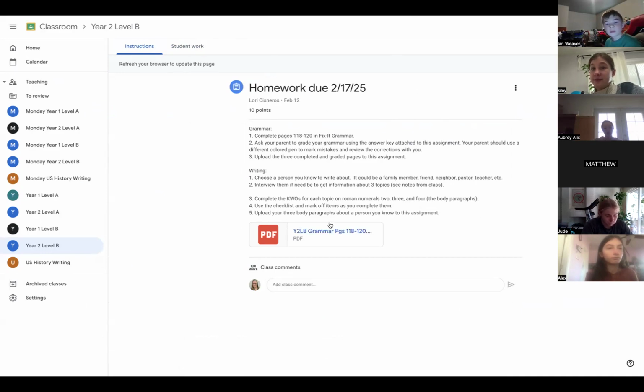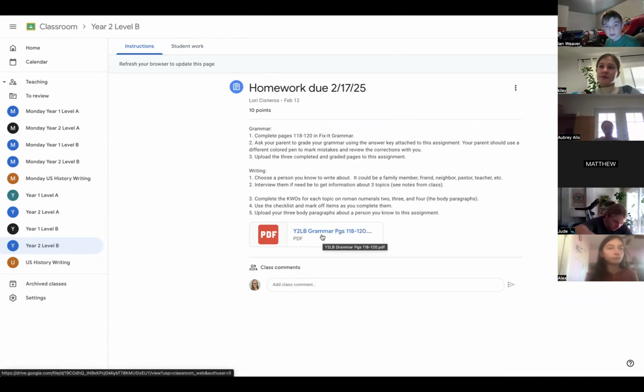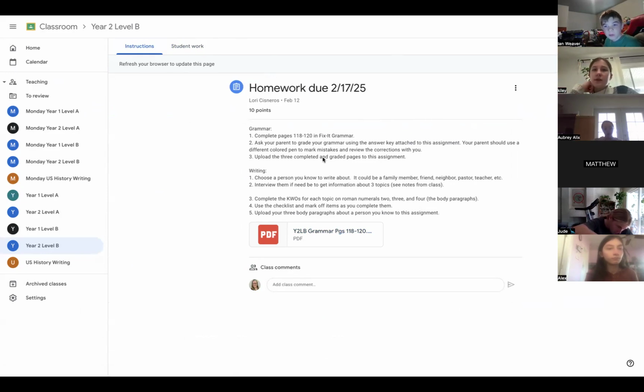It's always in here. I know I tell you in class what to do, but I want you to read the instructions. Grammar is always grammar. You're going to do the pages I put here, and then you check your answer key, and it tells you what to do there. Writing, right here, this section: choose a person you know to write about. It could be a family member, friend, neighbor, pastor, teacher, etc. Interview them if need be to get information about 3 topics. And then I put notes, see notes from class, which we took in class.